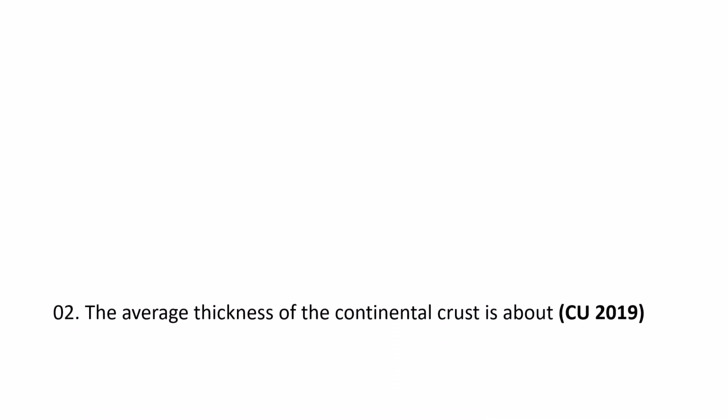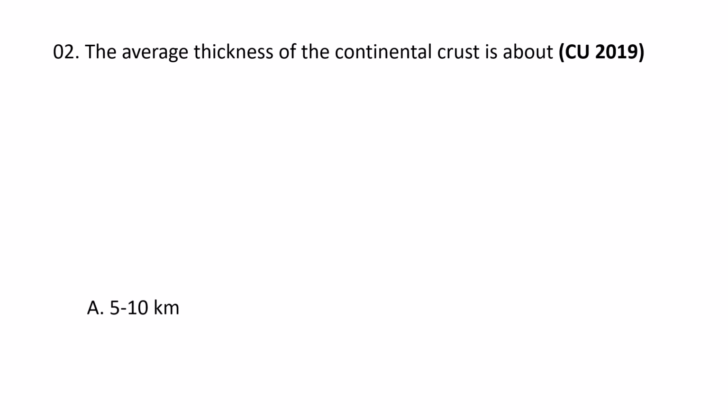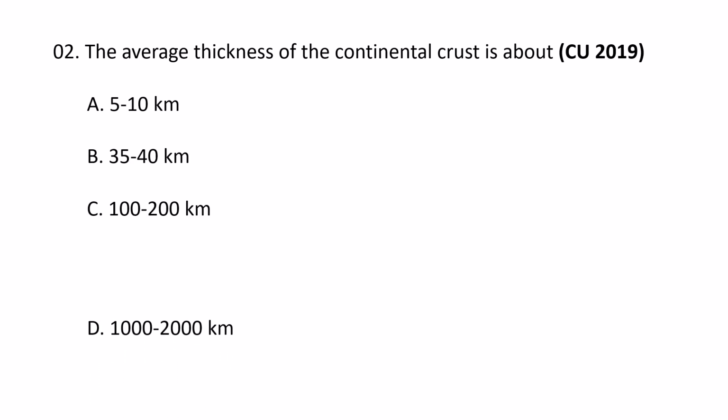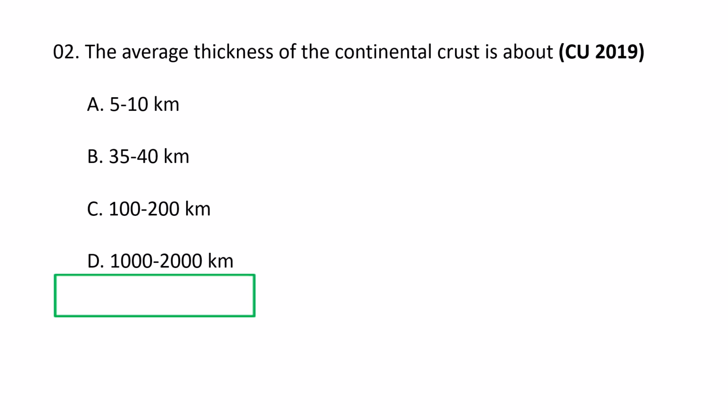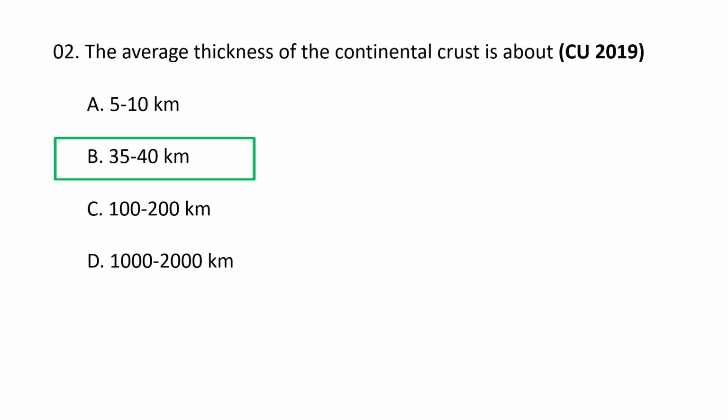Next question. The average thickness of the continental crust is about A. 5 to 10 kilometers, B. 35 to 40 kilometers, and C. 100 to 200 kilometers, and D. 1000 to 2000 kilometers. So the correct option is 35 to 40 kilometers. The average thickness of the continental crust is approximately 35 to 40 kilometers. This is significantly thicker than the oceanic crust, which averages around 7 kilometers.